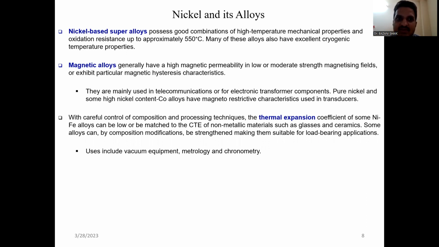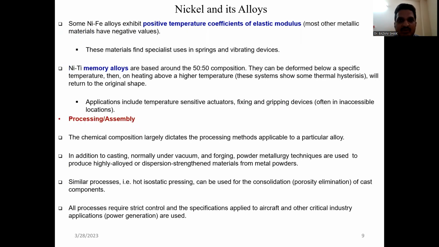Nickel and its alloys are mainly used for telecommunications and electronic transformer components. Pure nickel and some high nickel content cobalt alloys have magnetostrictive characteristics. With control of the composition and processing techniques, the thermal expansion coefficient of some nickel iron alloys can be low or matched to non-metallic materials. Some alloys can be strengthened by composition modification, making them suitable for load bearing applications, including vacuum equipment, metrology, and chronometry.